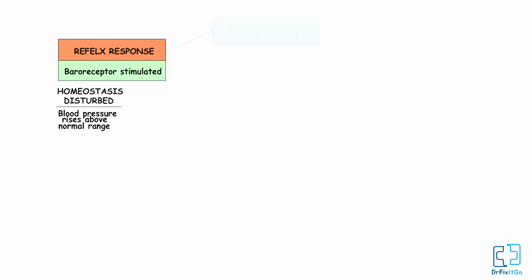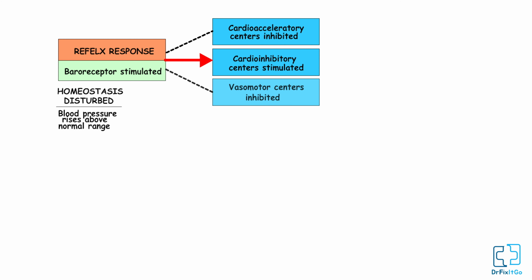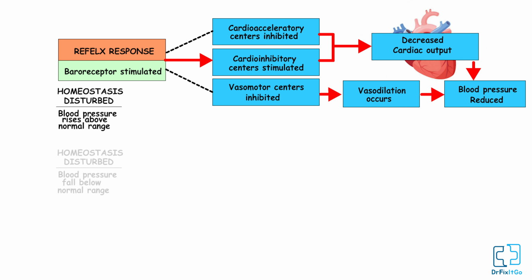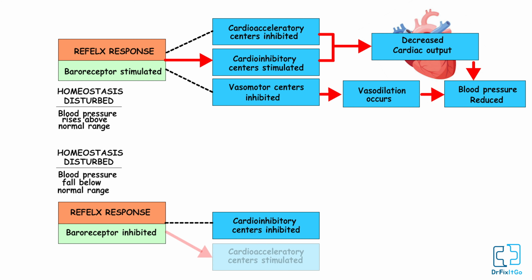In elevated blood pressure, baroreceptors detect high blood pressure. Cardioacceleratory centers are inhibited. Cardioinhibitory centers are stimulated. Vasomotor centers are inhibited, causing vasodilation. Cardiac output decreases, reducing blood pressure. In reduced blood pressure, baroreceptors detect low blood pressure. Cardioinhibitory centers are inhibited. Cardioacceleratory centers are stimulated.